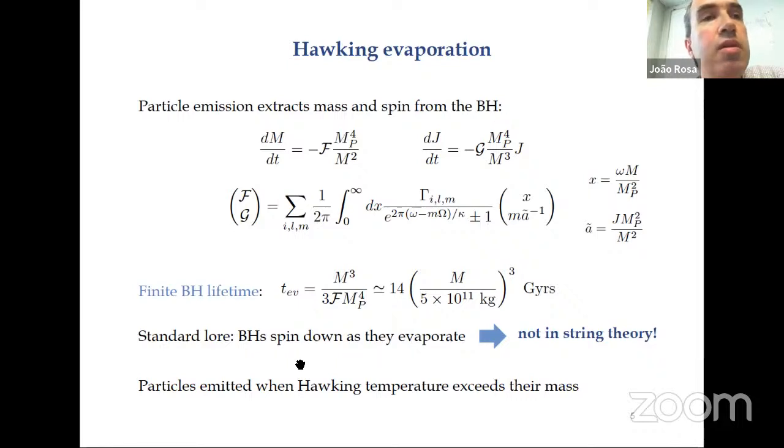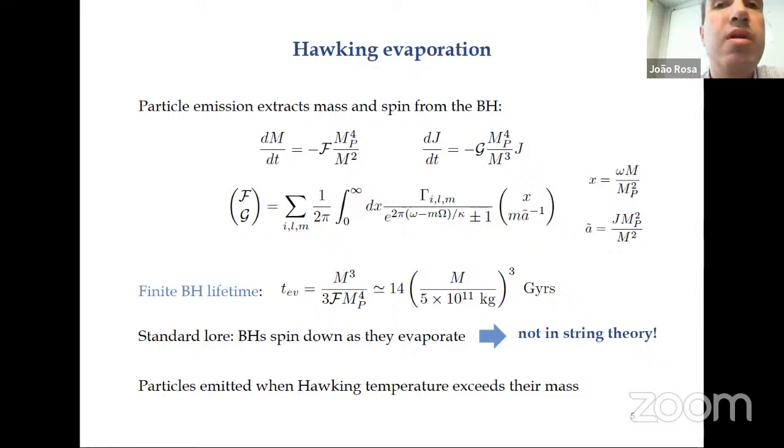The standard law is that the black holes spin down as they evaporate. And this is true, as I'll explain, in the standard model. Basically, they lose spin faster than they lose mass, so they quickly become Schwarzschild black holes. So the standard law has been that spin is not important for this evaporation business.